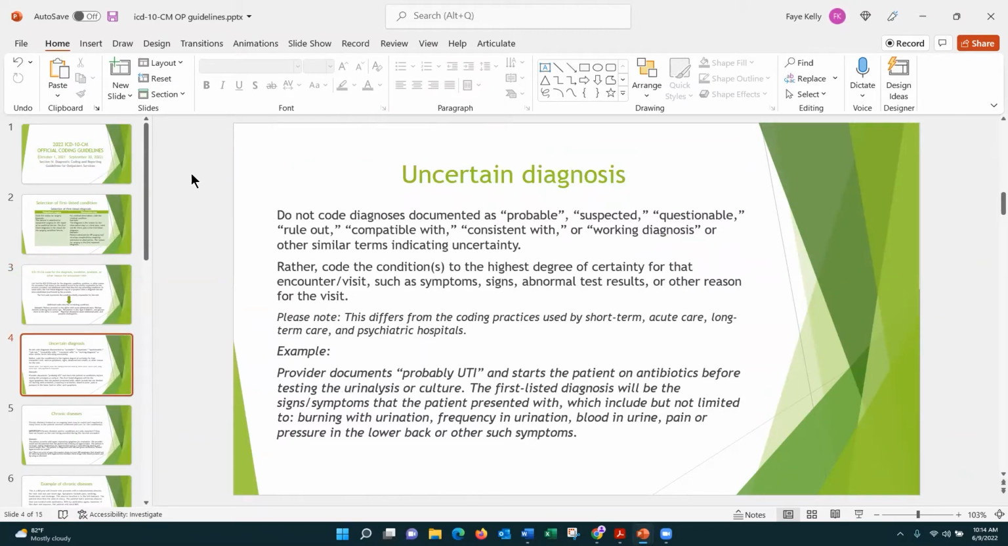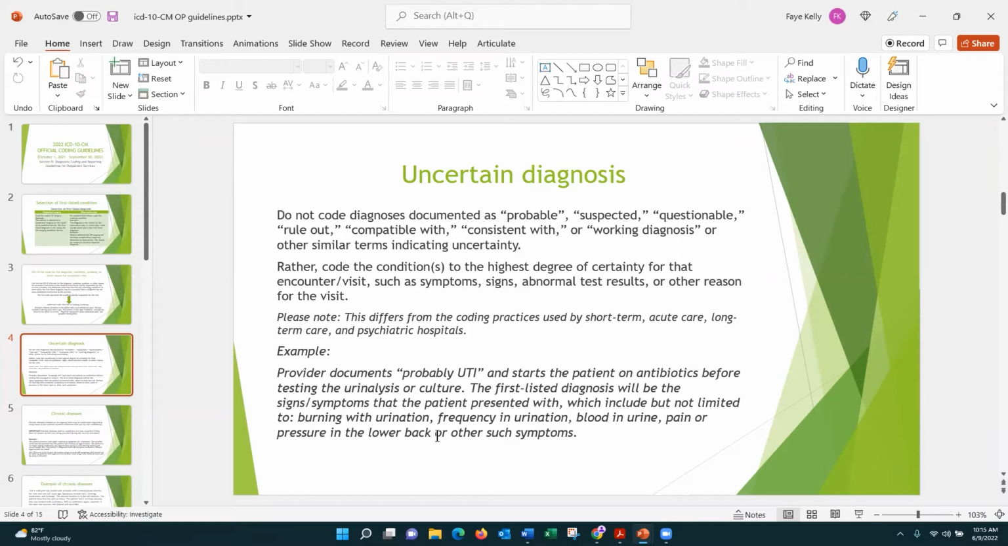Our next guideline, which we just kind of used in the previous example, make note of this. Do not forget this. Do not code diagnoses that are documented as probable, suspected, questionable, rule out. You'll see a lot of rule out. That is a very routine way of putting a diagnosis down. Rule out, ruled out, also compatible with, consistent with, or working diagnosis, or other similar terms.